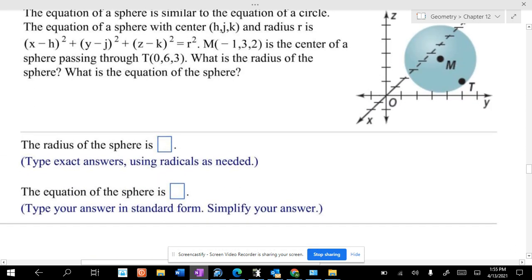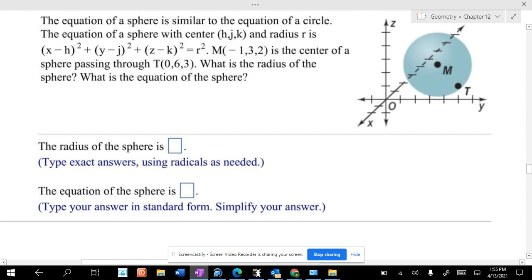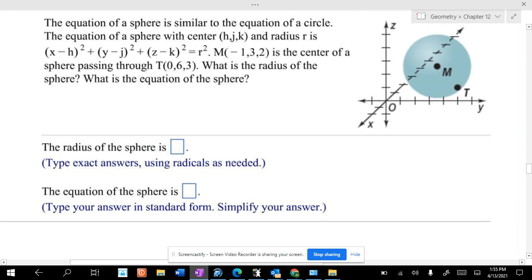All right. And finally, a sphere, which is a circle in 3 dimensions. So if you're doing a sphere, there's the X, the J, and the K. Instead of H and K, it's H, J, and K. Okay? If M is a center and it passes through this point, what's the radius? Well, it's still the distance formula, now with 3 numbers.